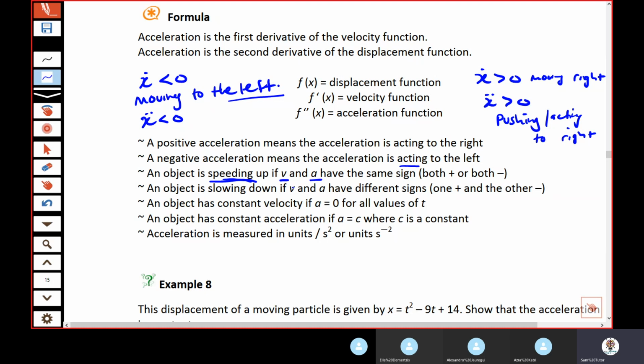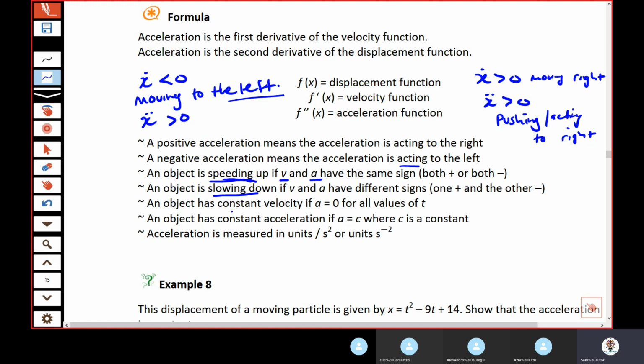And then obviously other way around, it'll slow down if it was moving to the left, but acceleration was pushing to the right. So what's going to happen? It's still going to move to the left. So be careful. It's not going to move to the right. It's still moving to the left, but it's going to slow down because it's trying to move to the left, but there's something that's telling you got to come back this way. So just be careful with that. Everyone thinks that changes direction. It doesn't change direction. It just slows down. So the key thing there was an object will be slowing down if velocity and acceleration have different signs.